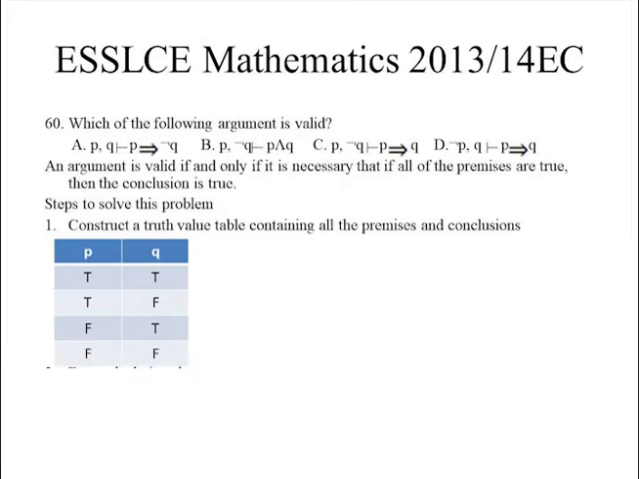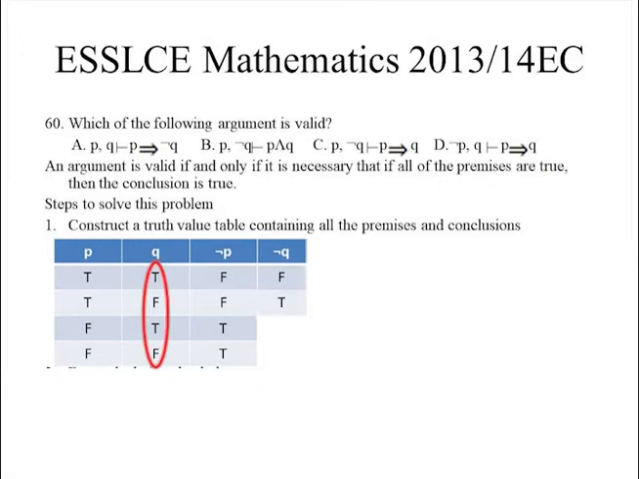Then let's determine negation of P. That's negation of the first column. Negation of true is false. Negation of true is false. Negation of false is true. Negation of false is true. Let's determine negation of Q. That's the negation of the second column. Negation of true is false. Negation of false is true. Negation of true is false. Negation of false is true. We determine the possible values for all the premises.